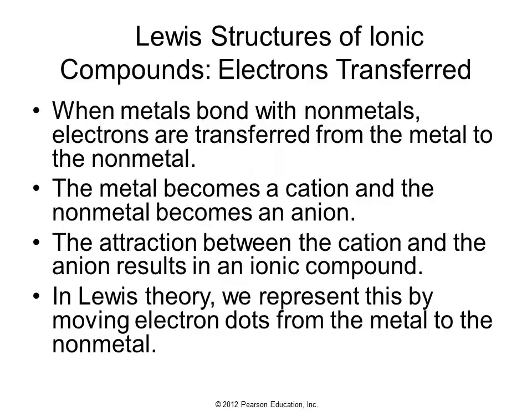Lewis structures for ionic compounds represent transfer of electrons. When metals bond with nonmetals, electrons are transferred from the metal to the nonmetal. The metal becomes a cation, the nonmetal an anion, negative. The attraction between the cation and anion results in an ionic bond. In Lewis structures, we represent this by moving electron dots from the metal to the nonmetal.